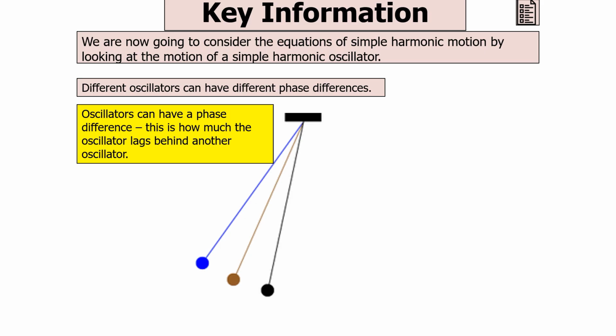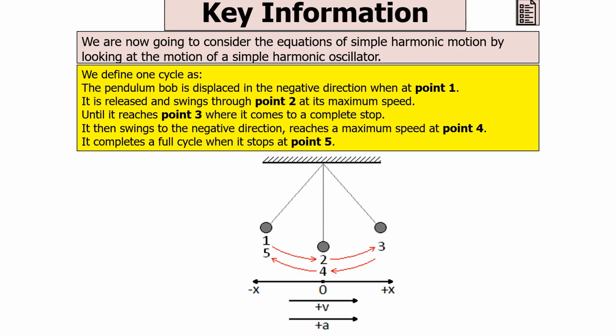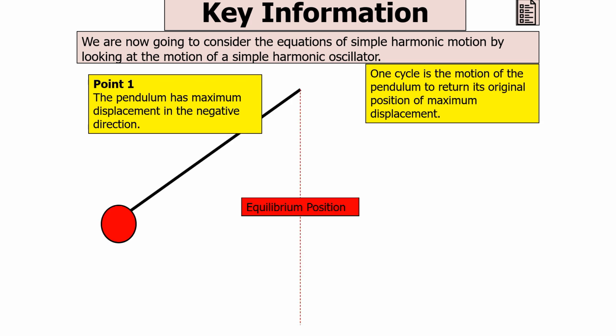Now back to this definition of a cycle. We define one cycle as the pendulum bob being displaced in the negative direction at point 1. It is then released and swings through point 2 at its maximum speed until it reaches point 3 when it comes to a complete stop. It then swings in the negative direction, reaching a maximum speed at point 4. It then completes a full cycle when it stops at point 5. Now, at point 1, the pendulum has a maximum displacement in the negative direction. Now, as we said before, one cycle is the motion of the pendulum to return to its original position of maximum displacement.